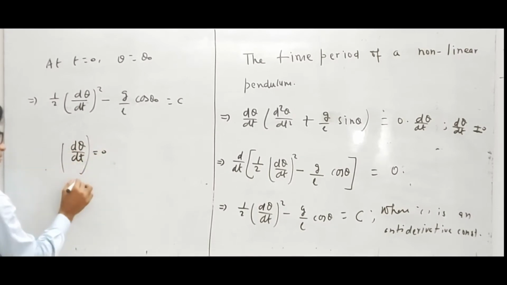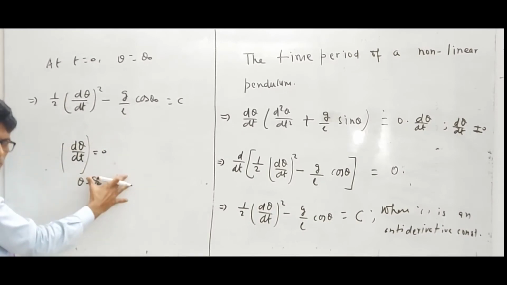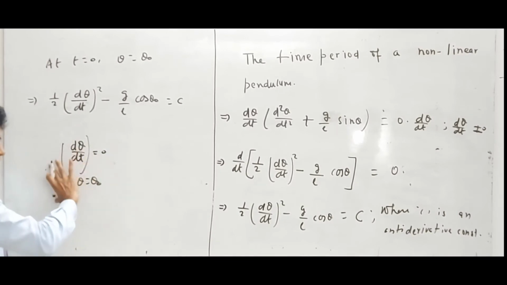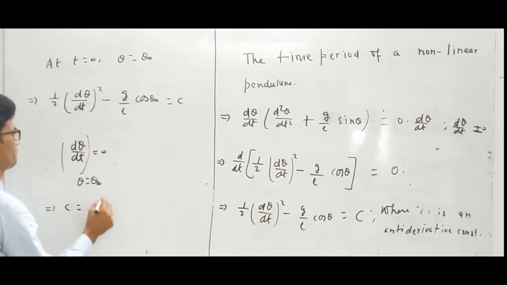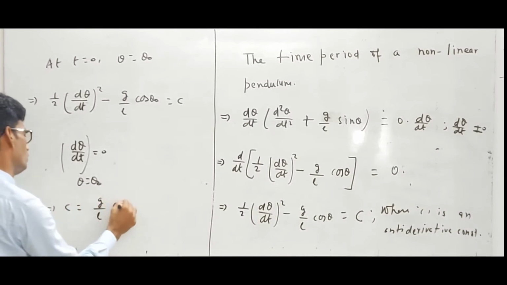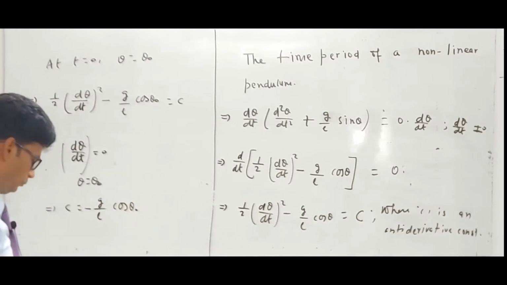Why 0? At theta equal to theta naught, we are holding the pendulum, which means theta is not changing. So d theta by dt is equal to 0. So now this implies c is equal to minus g by L cos theta naught. Now put it there.